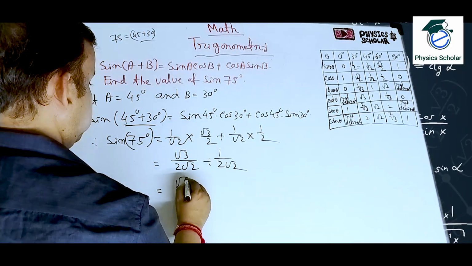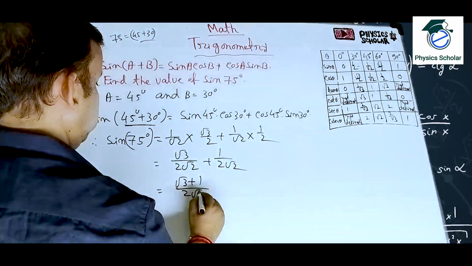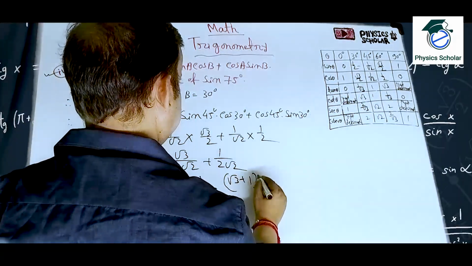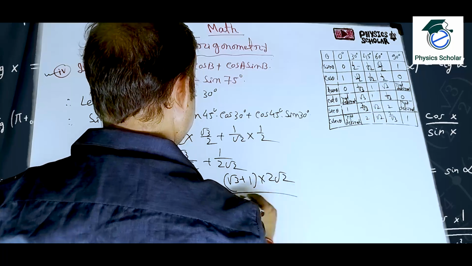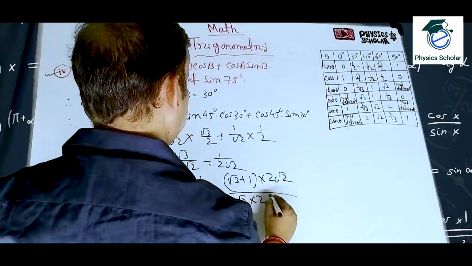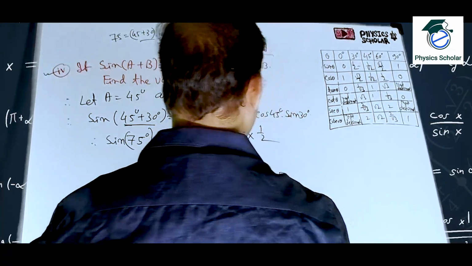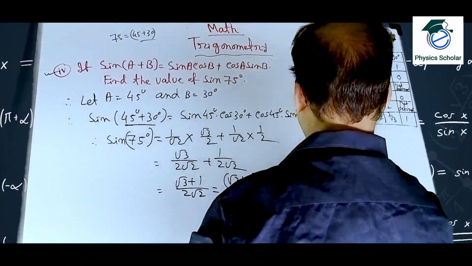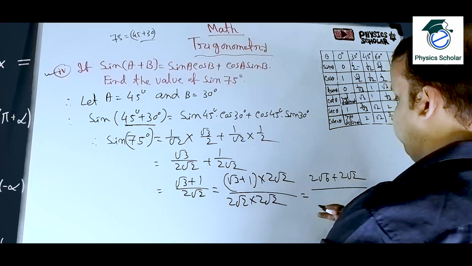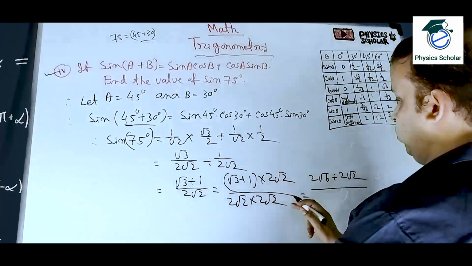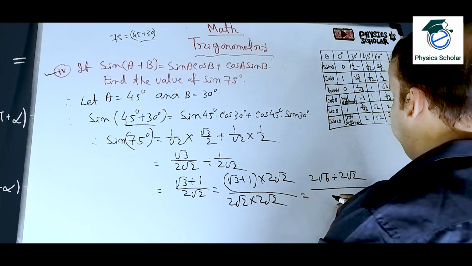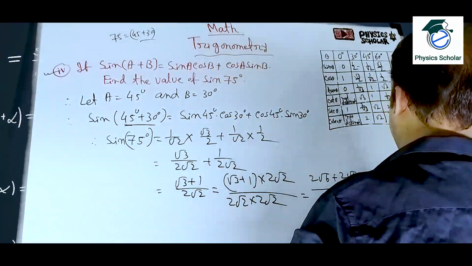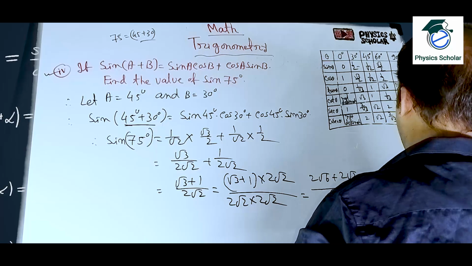Clear? So root 3 plus 1 by 2 root 2 is equal to root 3 plus 1 into 2 root 2 divided by 2 root 2 into 2 root 2. Clear? So it will be 2 root 6 plus 2 root 2 divided by 2 into 2 which means 4, 4 into 2 means 8. So what can, 2 will be the common?